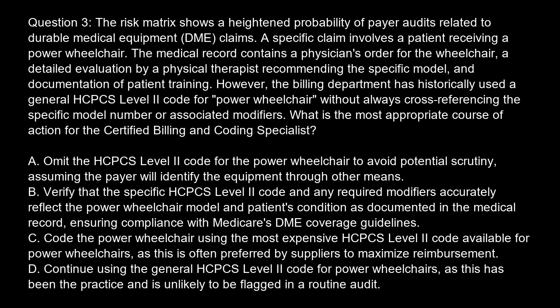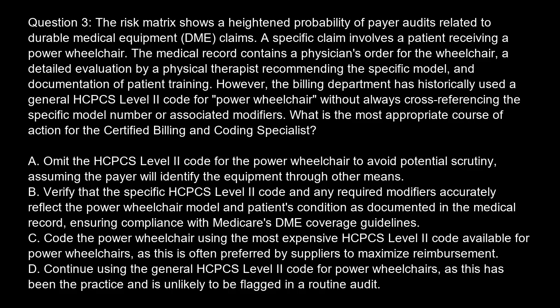Question 3. The risk matrix shows a heightened probability of payer audits related to durable medical equipment, DME claims. A specific claim involves a patient receiving a power wheelchair. The medical record contains a physician's order for the wheelchair, a detailed evaluation by a physical therapist recommending the specific model, and documentation of patient training. However, the billing department has historically used a general HCPCS Level II code for power wheelchairs, without always cross-referencing the specific model number or associated modifiers. What is the most appropriate course of action for the certified billing and coding specialist?